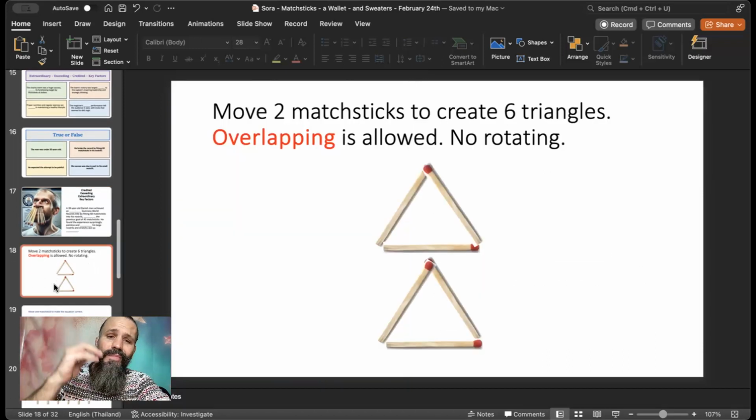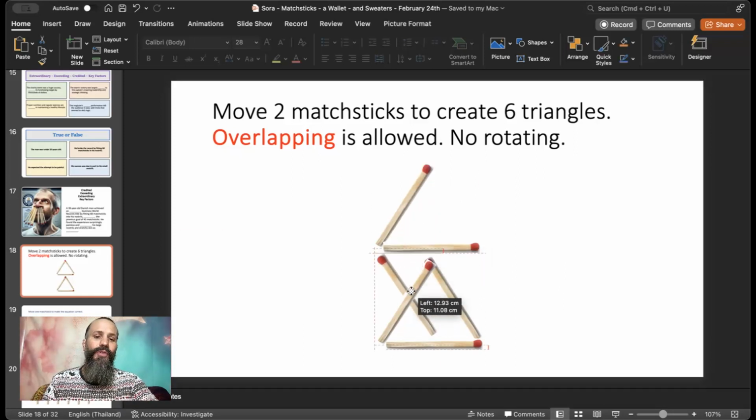And then we've got some fun. I like taking a little break in between. Again, directions are actually very useful sometimes to improve English, and these are always fun. So move 2 matchsticks to create 6 triangles. Overlapping is allowed. No rotating. No rotating, not as a rule, but just to help you. You don't need to rotate them.